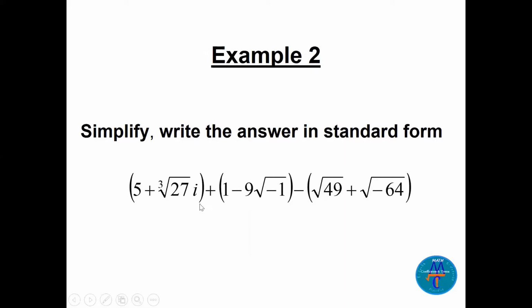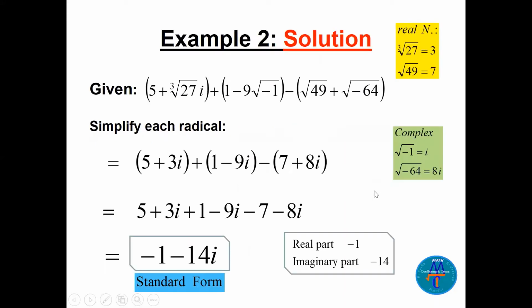Be careful here. What do we do? Be careful. 5, we leave it. Cube root of 27. Remember, this is a real number. There is an I in the question. Square root of minus 1 is I. This one is a real number, only 7. This one is 8I. So just be careful.